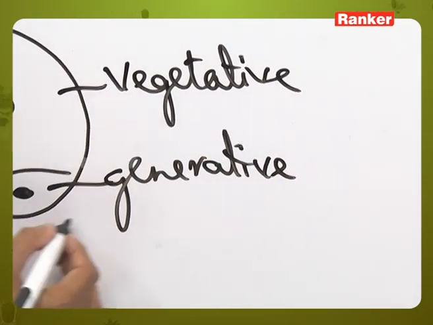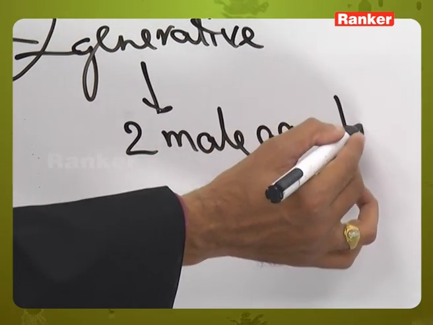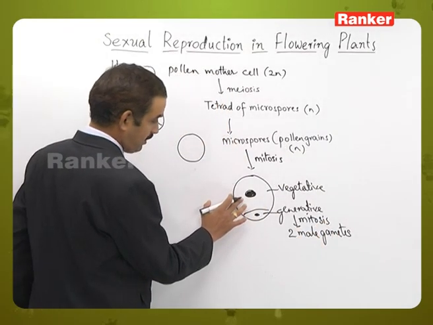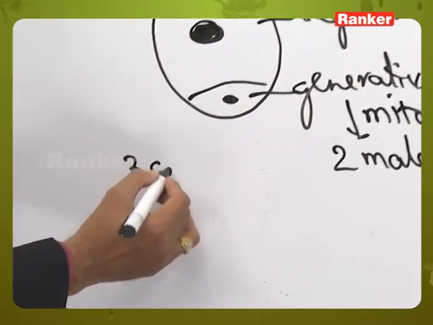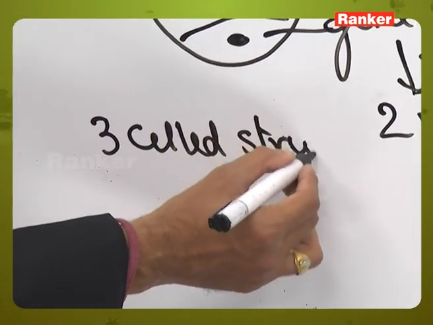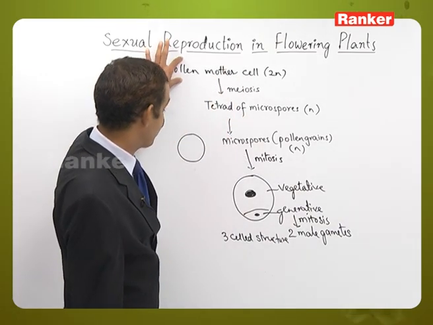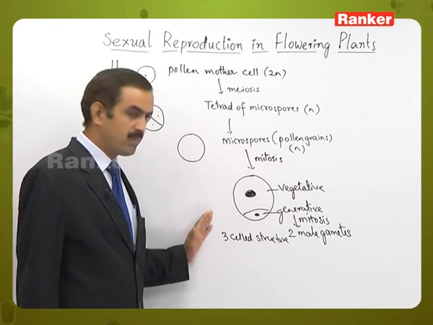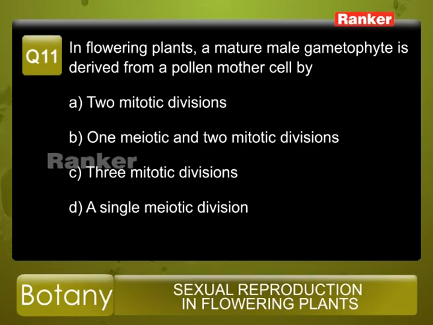And further, this generative cell will divide to form two male gametes. And here the type of division will be mitosis. And now this structure will have one vegetative cell and the two male gametes. So now we can call it a three-celled structure. This three-celled structure is nothing but the matured male gametophyte. So here from one pollen mother cell, we are getting four mature male gametophytes. But when you are talking about one mature male gametophyte, one meiosis and two mitoses will be taking place. So from the given options, option B is the correct answer.